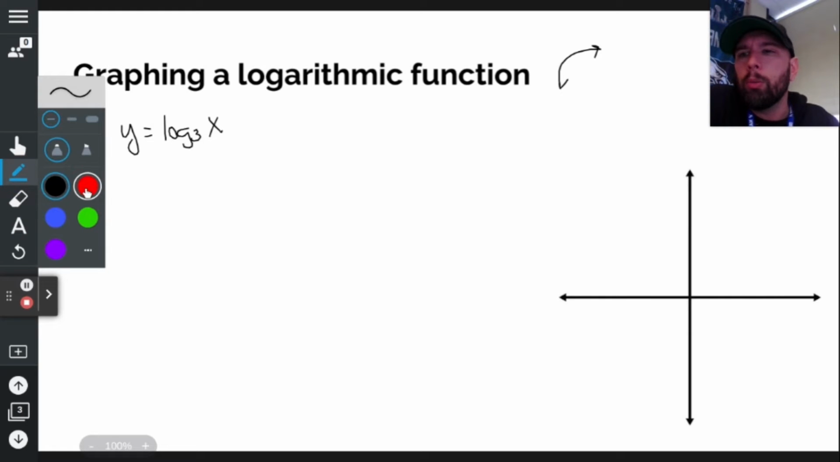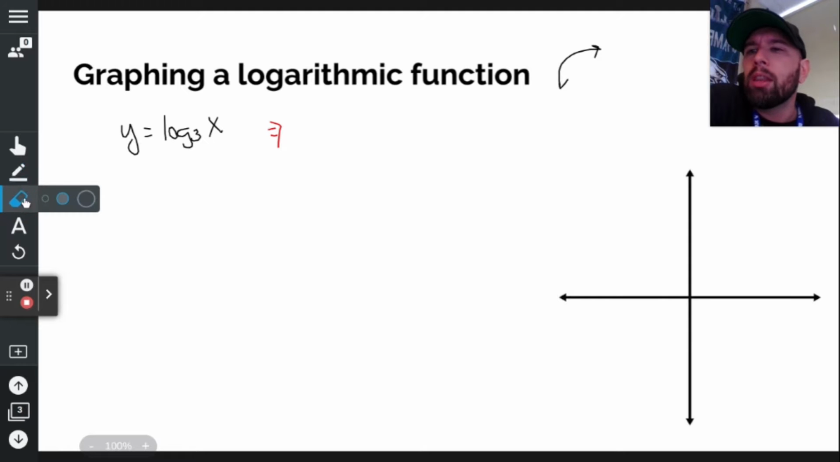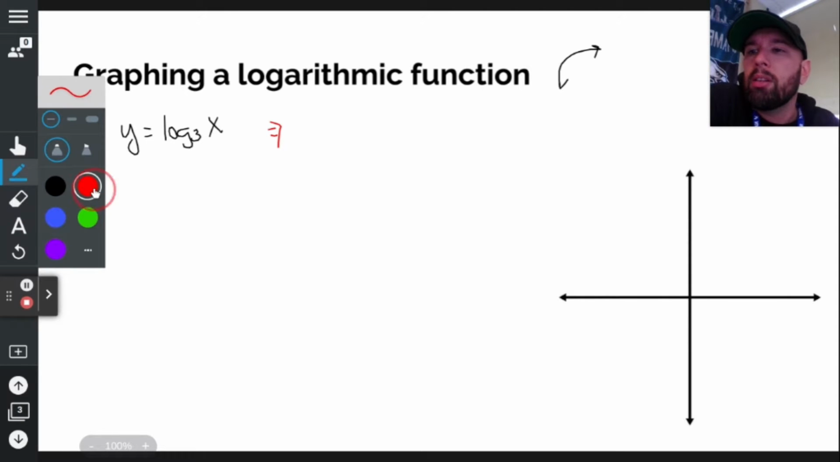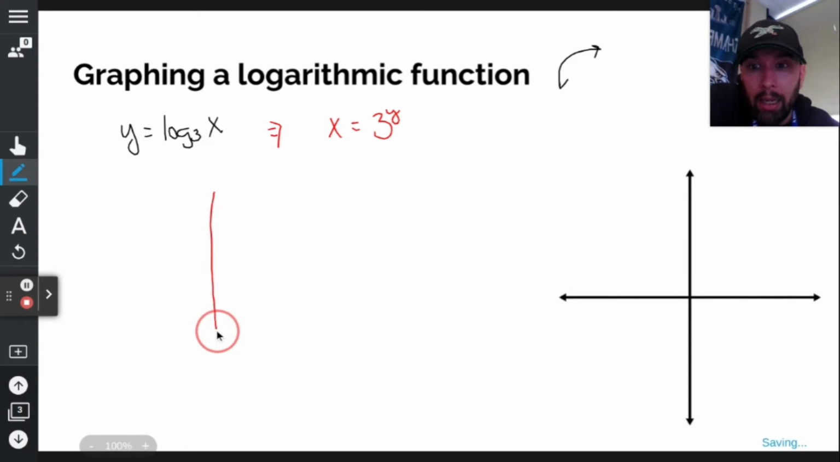This is what I would do. I would rewrite this as what we saw in the previous slide, as x equals 3 to the y power. Now, if this was something like y equals 3 to the x power, you would be like, oh all right, let's just pick a bunch of x values and get a bunch of y values and we're done. But it's backwards. Well, this is what I'll do then. I'll handle it backwards.